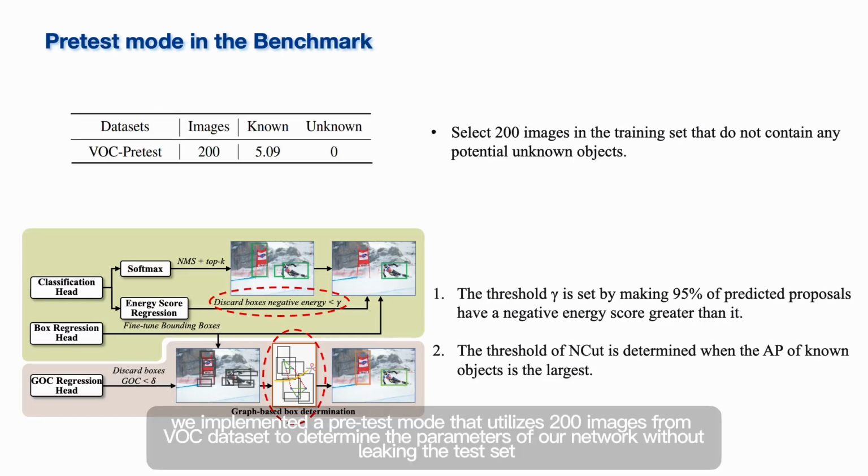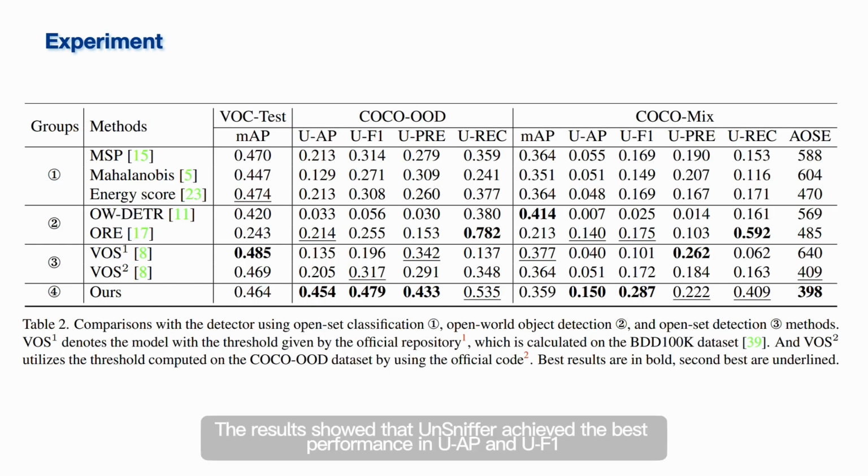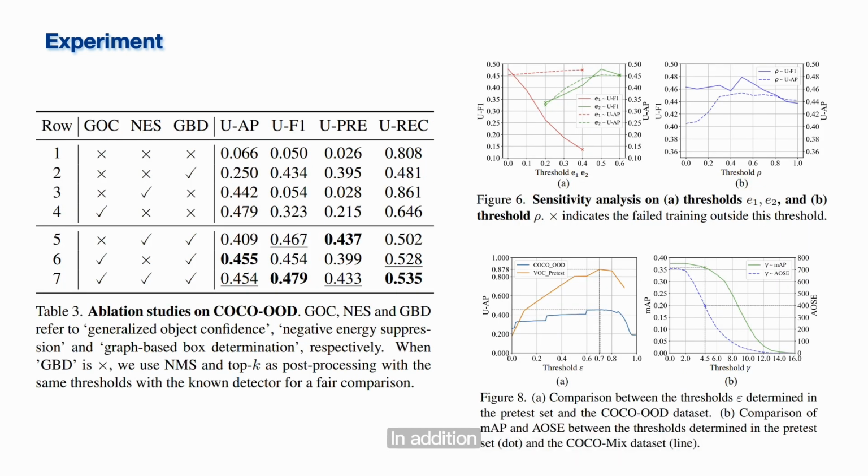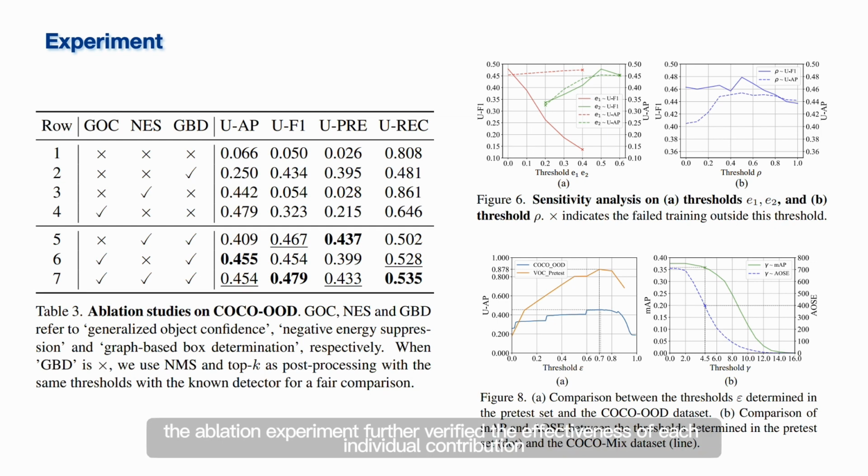Before the evaluation, we implemented a pretest mode that utilized 200 images from the VOC dataset to determine the parameters of our network without leaking the test set. The results showed that Unknown Sniffer achieves the best performance in UAP and UF1, although there was a 2% decrease in performance for known object detection. We can still ensure high accuracy and recall for unknown objects. In addition, the ablation study further verified the effectiveness of each individual contribution.